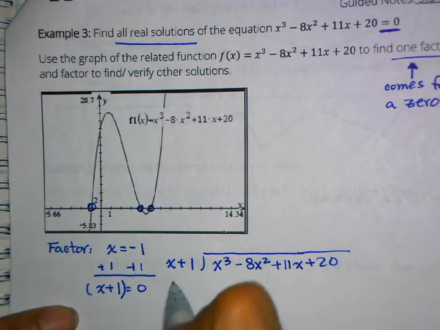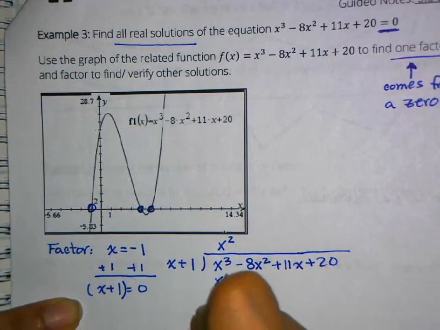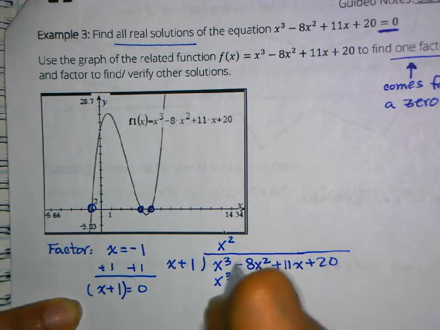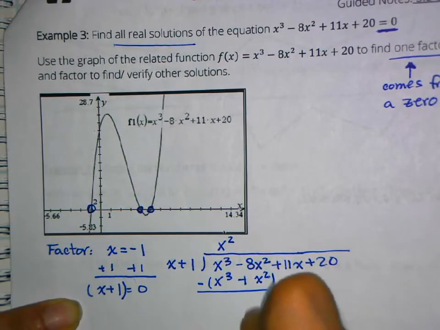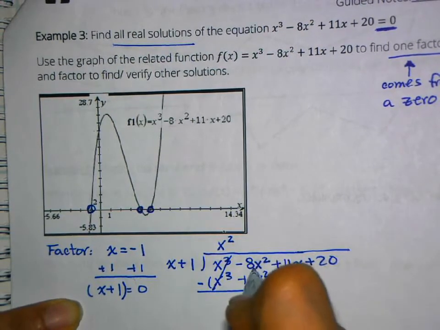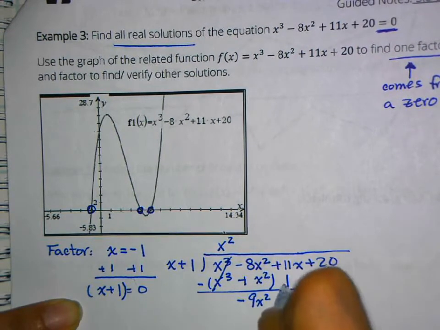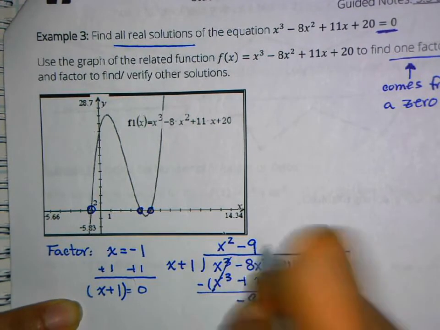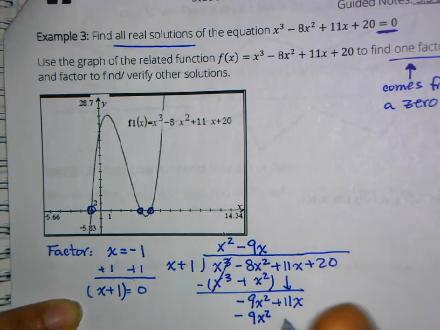So dividing, using what we learned about long division, this is going to give me x squared. That's going to give me x cubed plus 1x squared. Subtract. That's going to cancel out. -8 minus 1 is going to give me -9x squared. Pull down the plus 11x. That's going to give me minus 9x. Gives me minus 9x squared, minus 9x. Subtract.